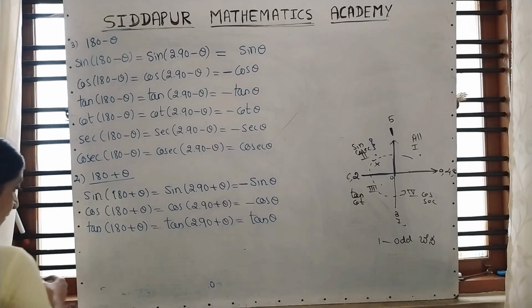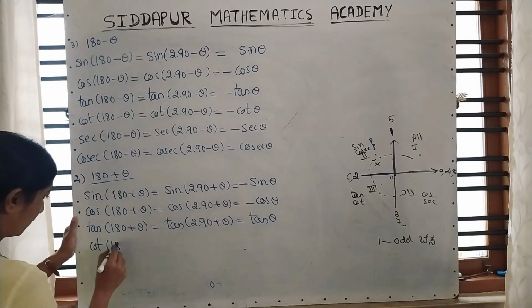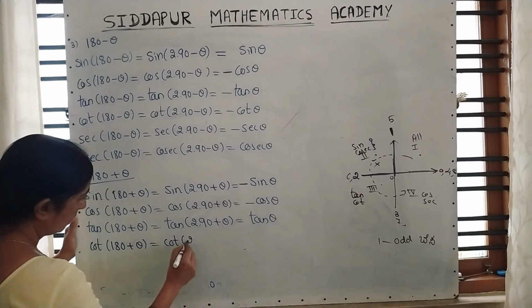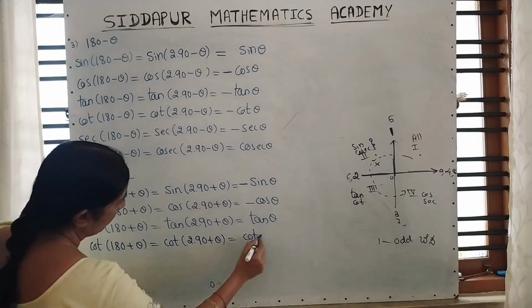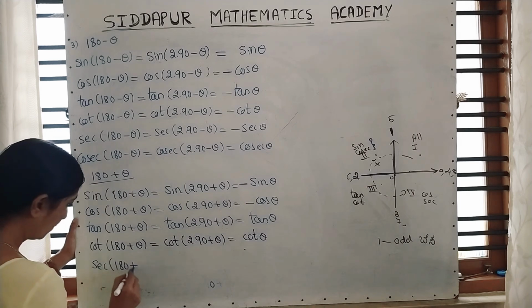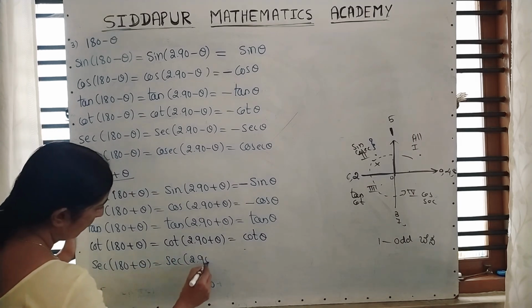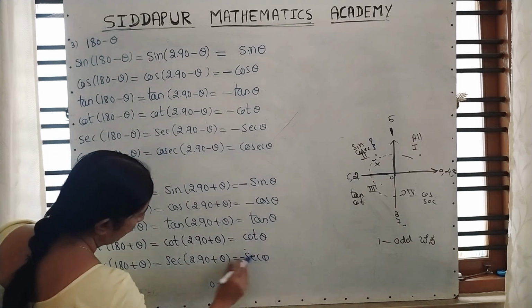Next, cot. Tan and cot are positive. Then sec, the remaining are negative. Even sec is also negative. Because of the even coefficient, they remain as they are.